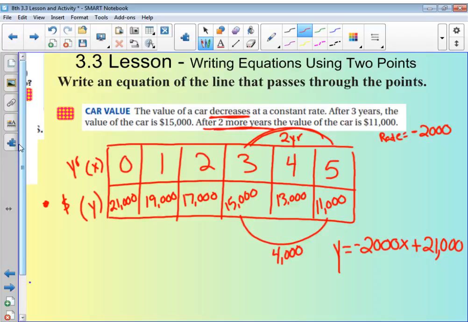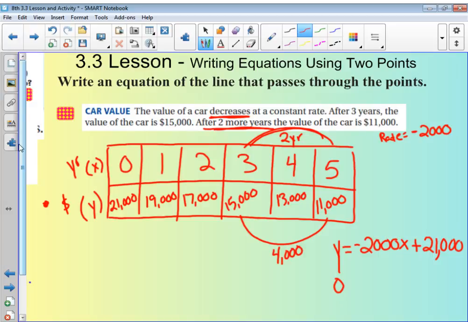So let's say you wanted to figure out at what point would it balance out. In other words, is it going to be worth $0? Now, ultimately, it probably will never really do that because it's not always dropping exactly $2,000. And it's always going to be worth something unless you total it and it's sitting in a junkyard. Then it's at least worth scrap metal. But anyway, let's say if I were to buy it for $21,000, how many years would I need to drive it for it to be worth zero? Well, we want to figure out at what point will Y be worth zero.